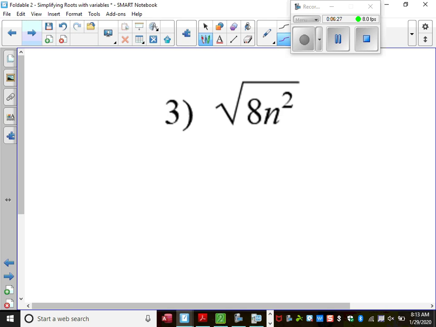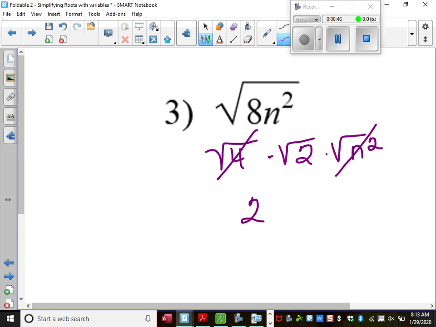Next one, I can simplify the radicand 8 to 4 and 2. And then, of course, n squared is already perfect because it's even, so I'll just leave it as n squared. Take everything out of the radical that's a perfect square. So the square root of 4 is 2, square root of n squared is n, and then I'm left with the rad 2 underneath. Okay, so that's how your work should look. Okay, that's how I want to see the actual process.